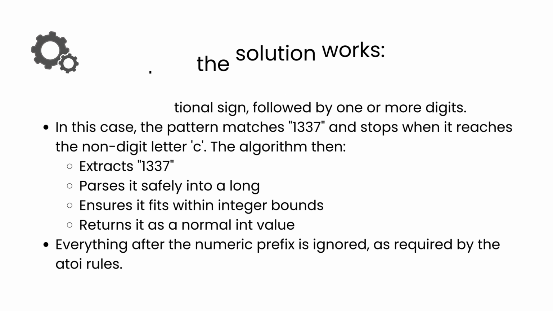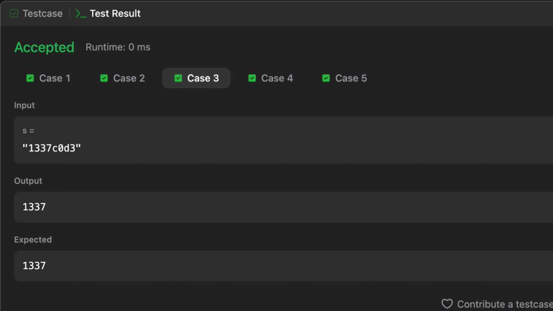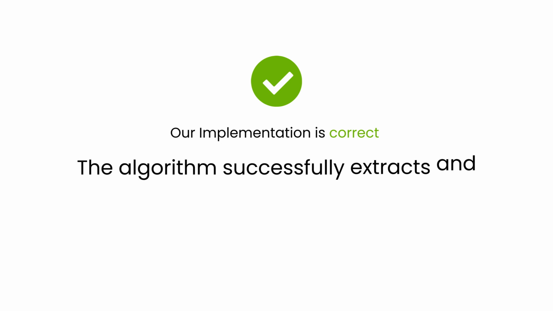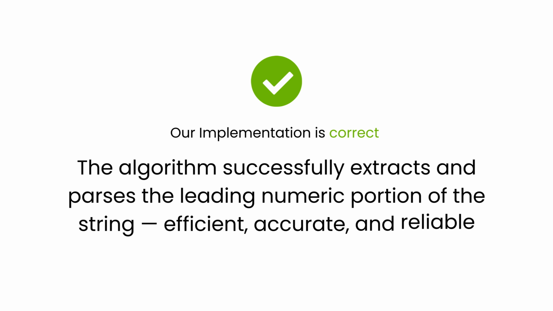And that's exactly what our program outputs, 1337. And the expected result is also 1337, confirming that the regex-based parsing logic works perfectly for mixed alphanumeric strings. So, our implementation is correct. The algorithm successfully extracts and parses the leading numeric portion of the string. Efficient, accurate, and reliable.